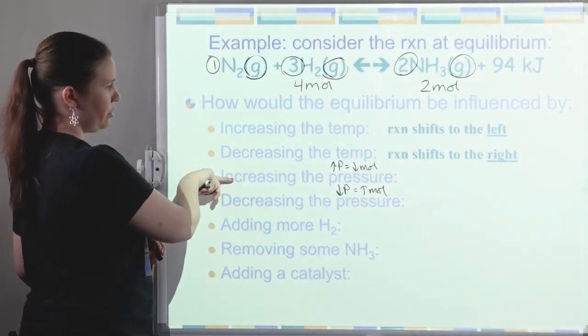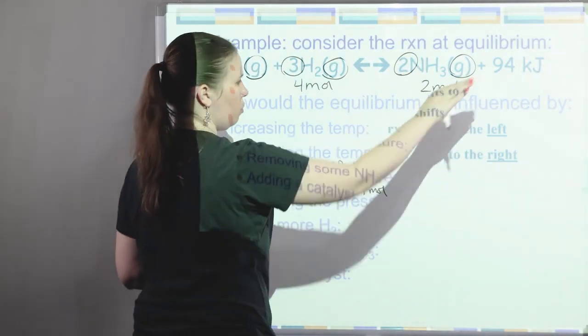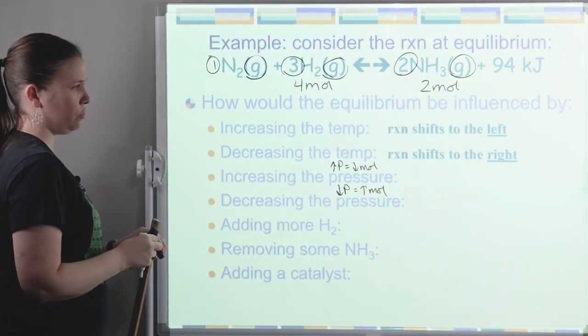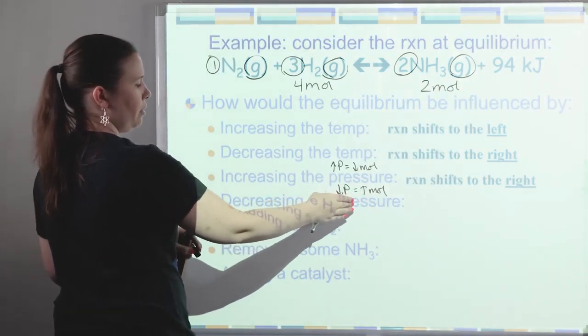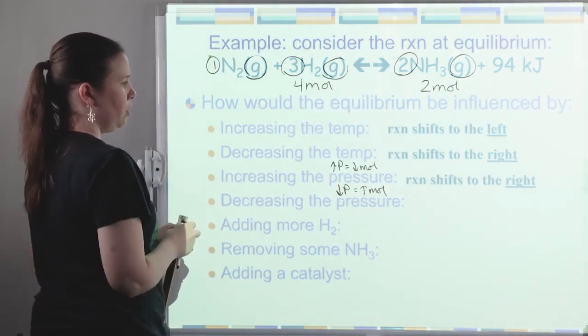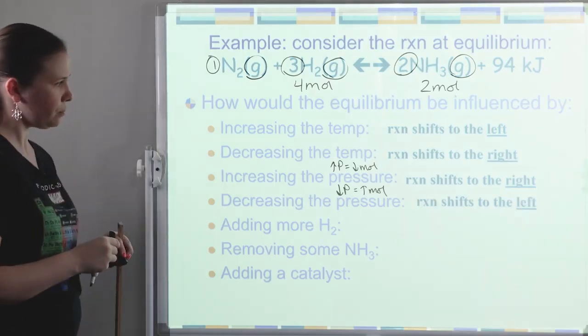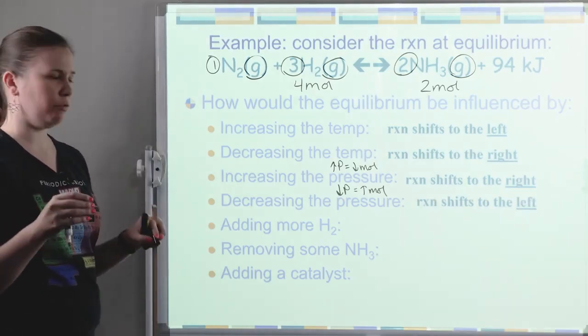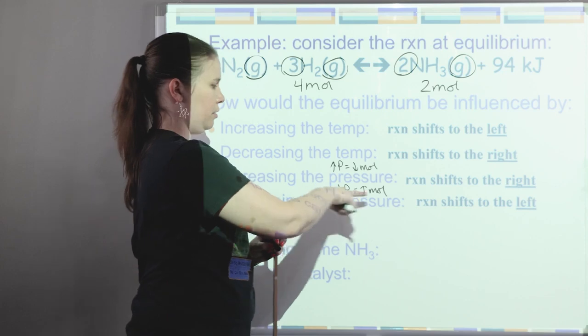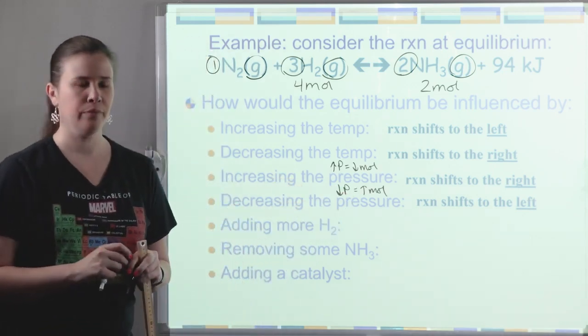So where I'm increasing the pressure, I would want the one on the right-hand side. I would shift towards the right, whereas if I want less moles, because I'm at a lower pressure, I would shift back to the left. Always favoring the number of moles opposite the increase or decrease in pressure.